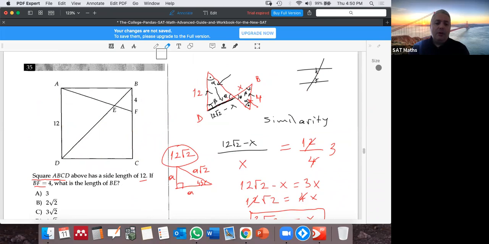So for this, Ahmed, first of all, the question says it's a square. Square means all the sides are equal. So this is 12, 4 is given. That means the remaining part is 8 and 90 degrees, 90 degrees, 90 degrees, 90 degrees. I said that when I look at this figure, this triangle and this triangle are similar to each other. But why?